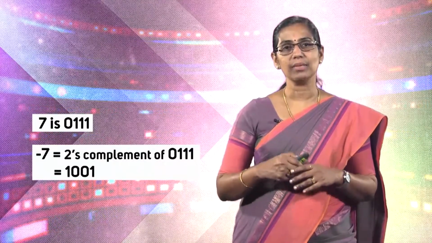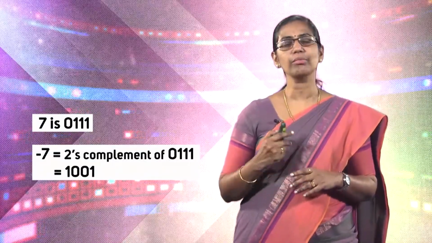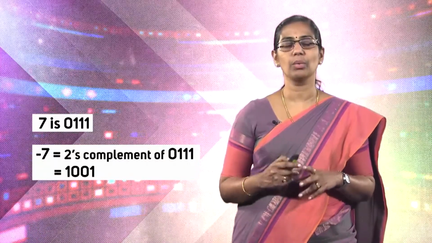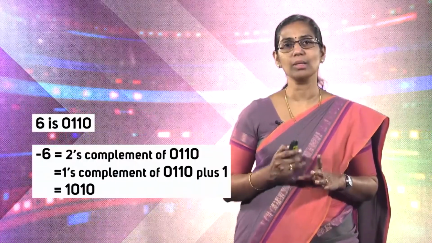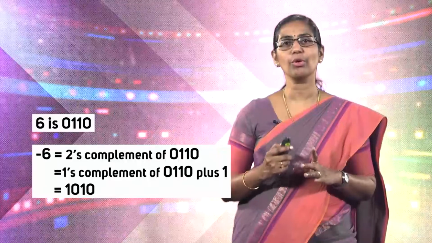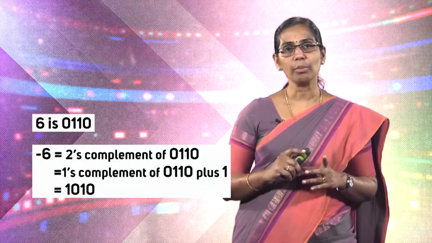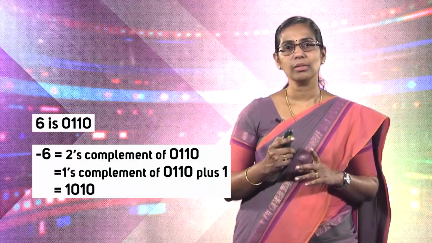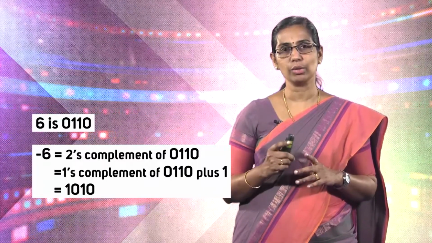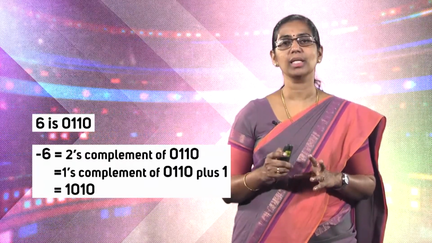Let us consider two numbers minus 7 and minus 6. 7 is 0 1 1 1, minus 7 is equal to 2's complement of 0 1 1 1, which is equal to 1 0 0 1. Then 6 is 0 1 1 0. So, minus 6 equal to 2's complement of 0 1 1 0. 1's complement of 6, 0 1 1 0, is 1 0 0 1, plus 1, we get 1 0 1 0.